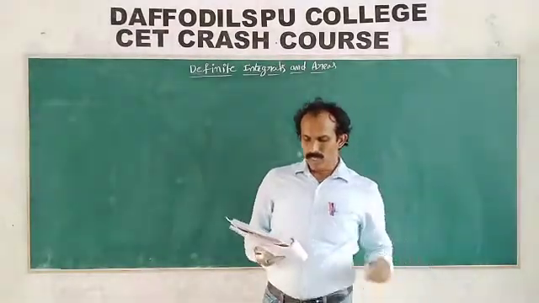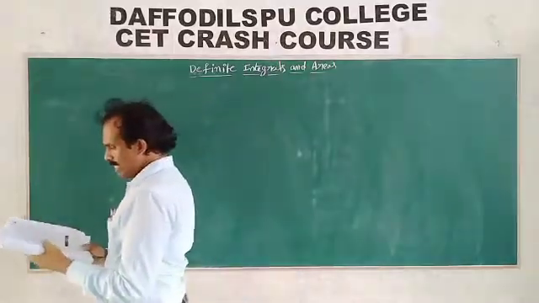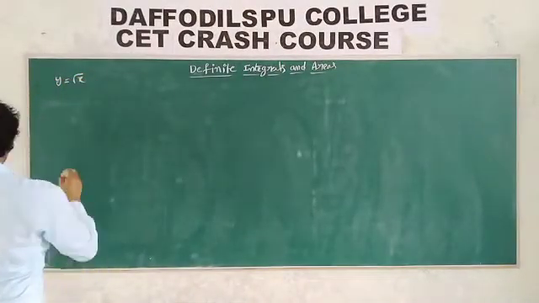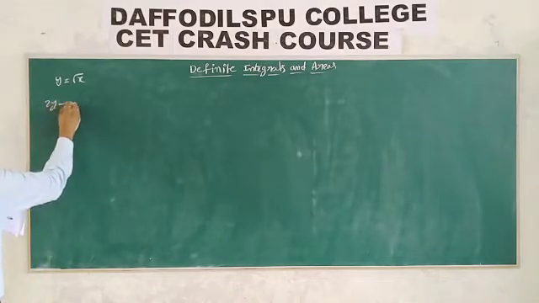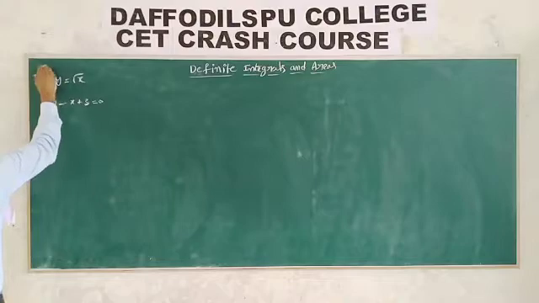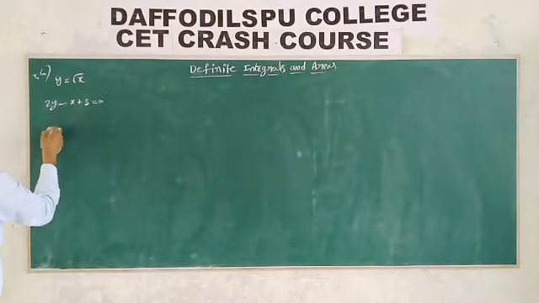Next, problem 36. y is equal to root x, and another curve line is 2y minus x plus 3 is equal to 0.